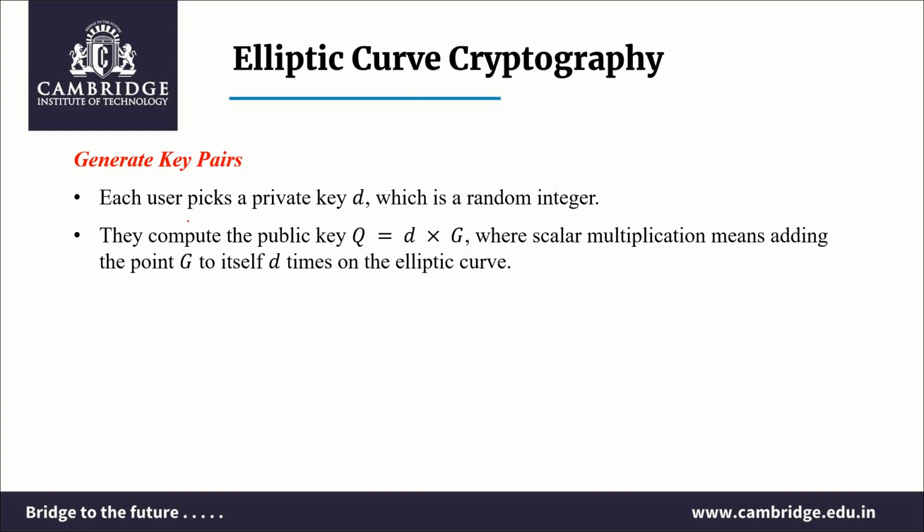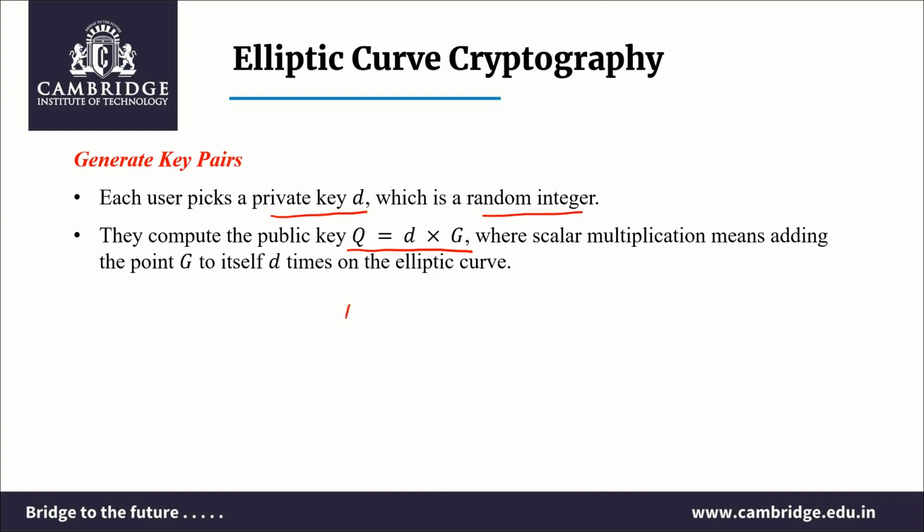And generating keys. Here both the users will pick a private key. Let's consider the private key as D, which is a random integer, right? This random number can be generated; we have seen the Blum-Blum-Shub generator and linear congruential generators. Using any one of those techniques, we could generate this D, right? And based on the value of D, a public key Q will be calculated. How is it calculated? Q is nothing but D times G, right?